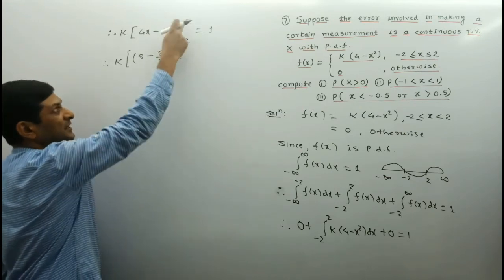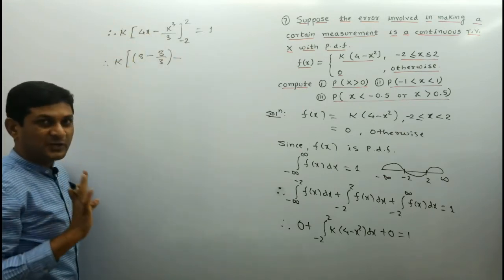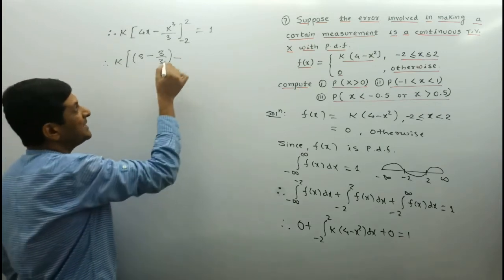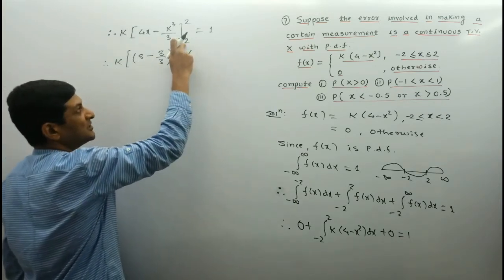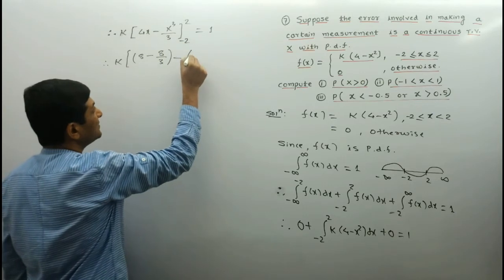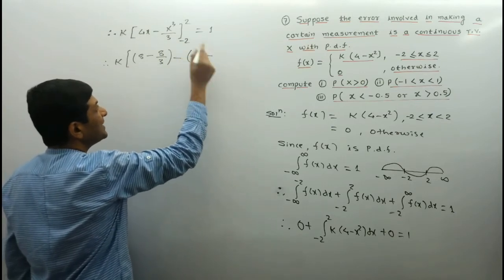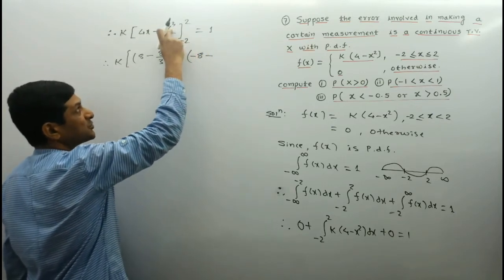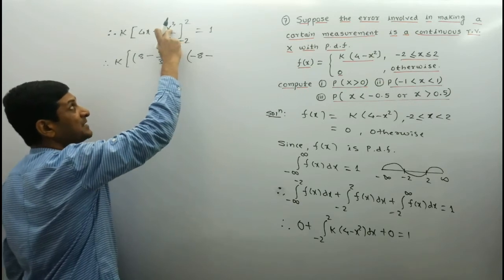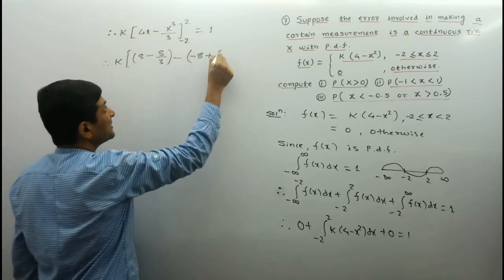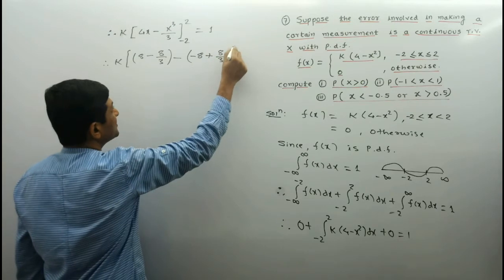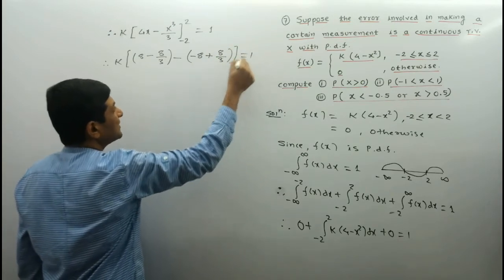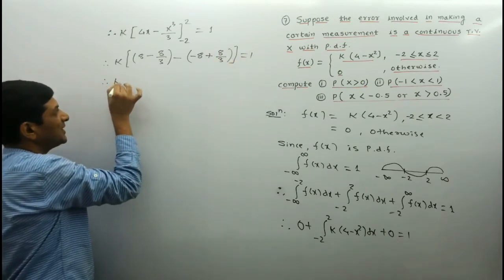This result we get if we substitute x equal to 2, the upper limit, minus, then substitute x equal to minus 2. So minus 2 into 4 will be minus 8, minus, replace x by minus 2. What is the cube of minus 2? Minus 8. Minus 8, and this minus will become plus 8 by 3. So here we have got 8 by 3. On this side 1 keep it as it is, and k keep it as it is.